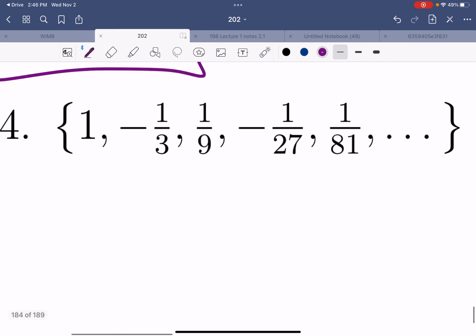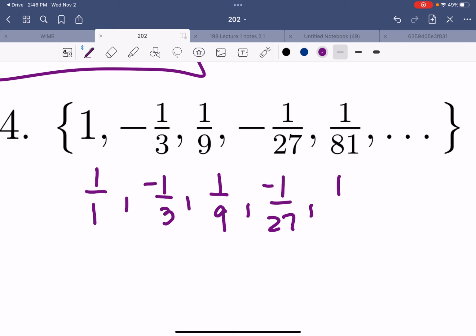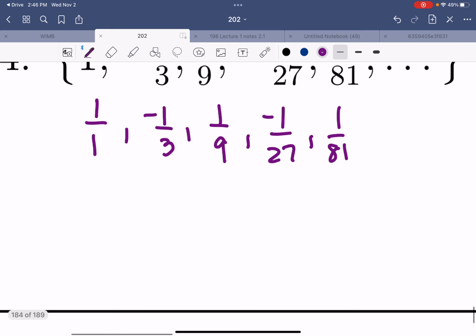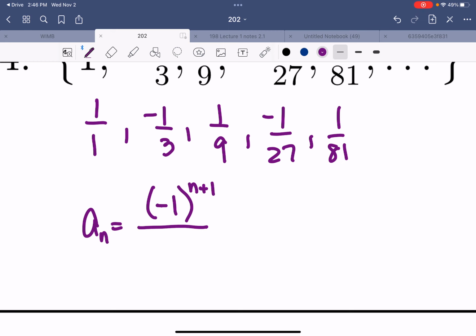Number 4, again, this is 1 over 1, negative 1 over 3, 1 over 9, negative 1 over 27, 1 over 81. So notice that your numerator bounces back and forth between 1 and negative 1. So that's going to give me a negative 1 to the n, but it's on the even terms, number 2, 4, 6. So that means I've got to add 1. Okay, that way, when you plug in 1, 1 plus 1 is 2, negative 1 squared gives you the positive that it starts with. And on the bottom, I have powers of 3.